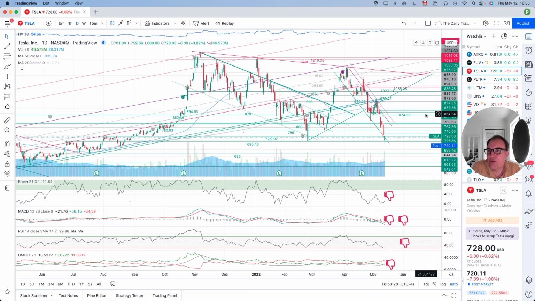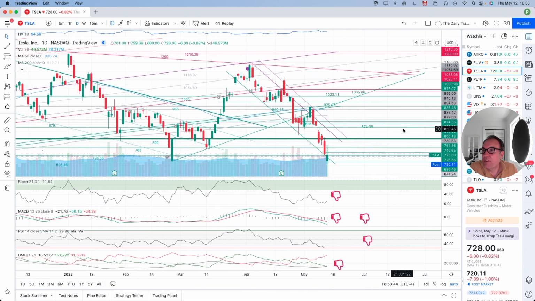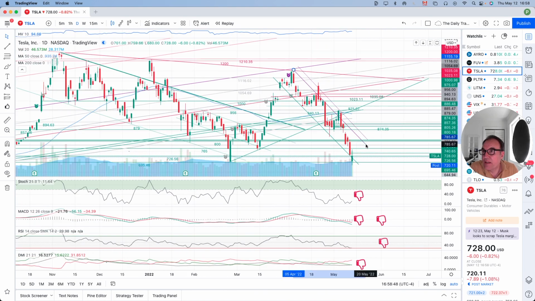We closed at 728, but we went quite low during the day. Post-market, we are down 7.89 at 720.11. So let's look at what we have here on the chart. We are in a downward channel. You've known this for quite some time.